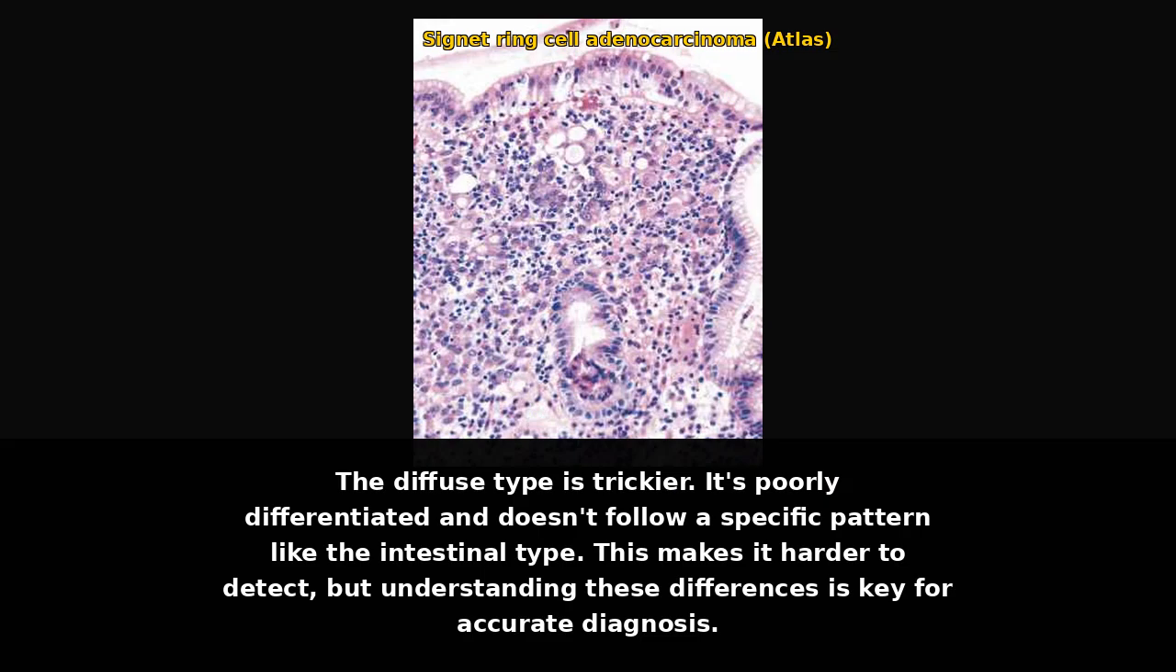The diffuse type is trickier. It's poorly differentiated and doesn't follow a specific pattern like the intestinal type. This makes it harder to detect. But understanding these differences is key for accurate diagnosis.